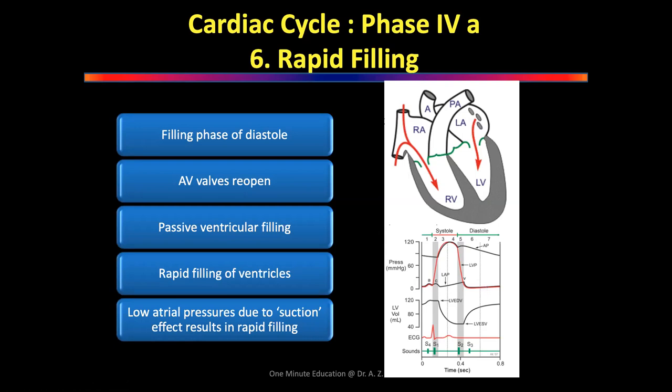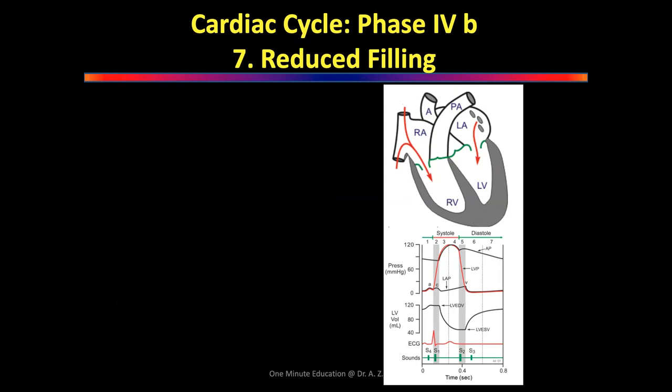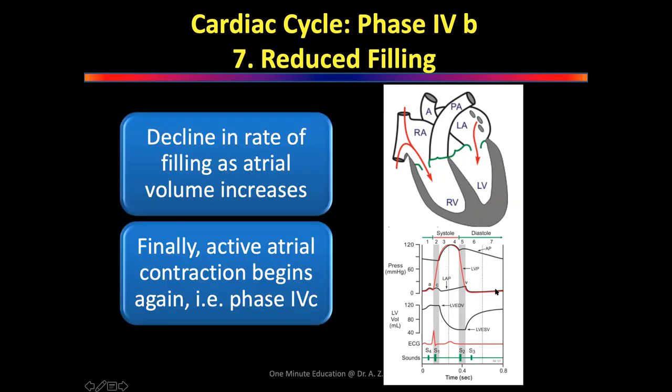And then you enter into phase seven. Phase seven is called reduced filling because now the pressure between this and this is equalizing. So the amount of blood between the left atrium and the left ventricle that will flow is a slow rise, okay? So slow rise, so there is reduced filling. So this gradually fills up till you reach the end of phase seven. But diastole has not yet finished. Diastole actually finishes after the atria contracts. Do you understand that? So after the atria contracts is the finishing of diastole.